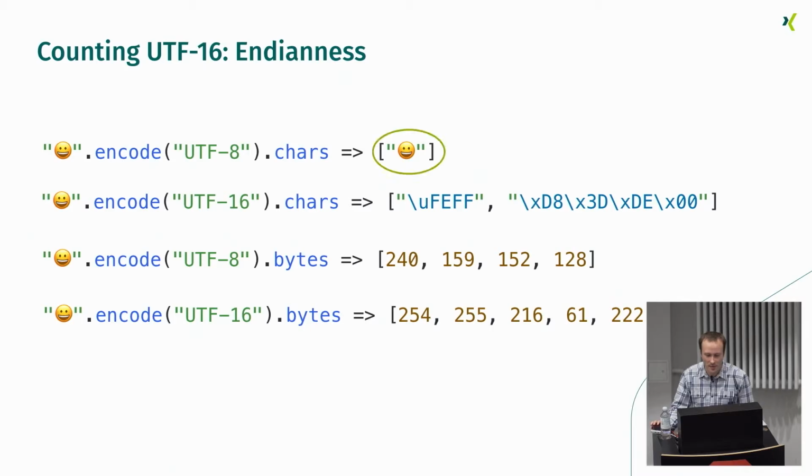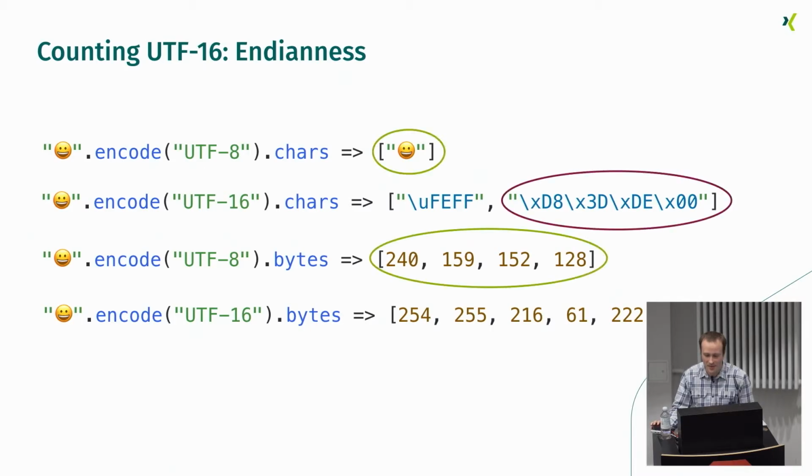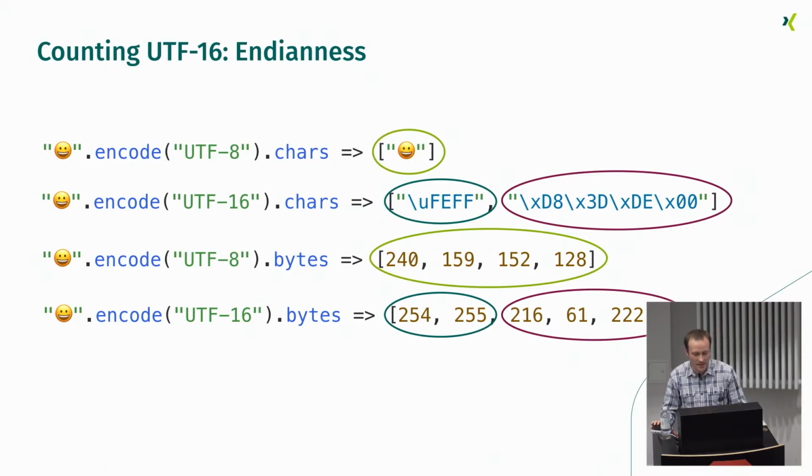But then we realized that if this is this, maybe this is this, and this is something strange represented here. So maybe this is something else than a character. And it turns out it actually is. You said it's the byte order mark. So what is the byte order mark?